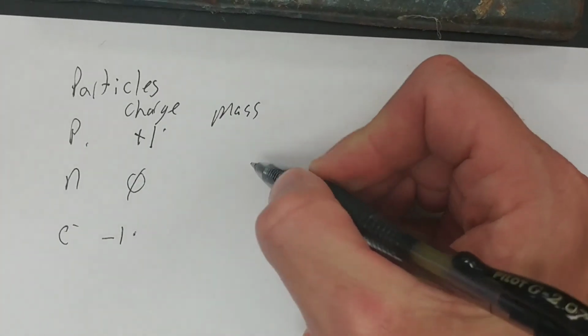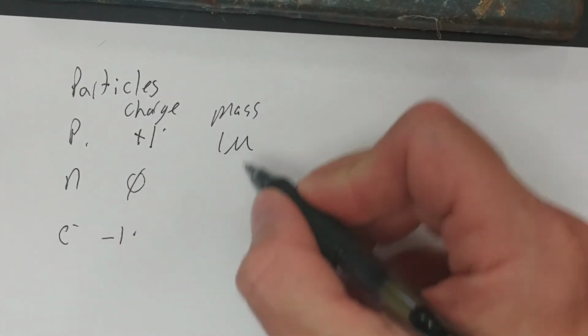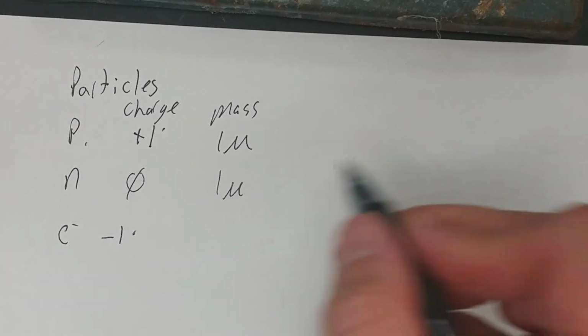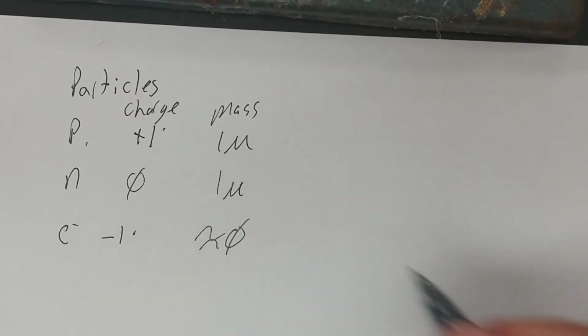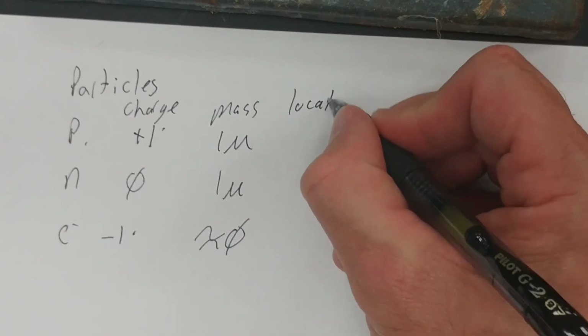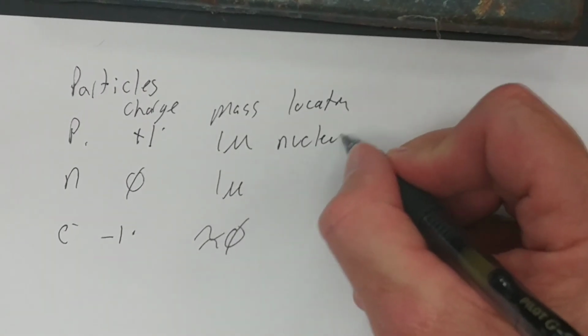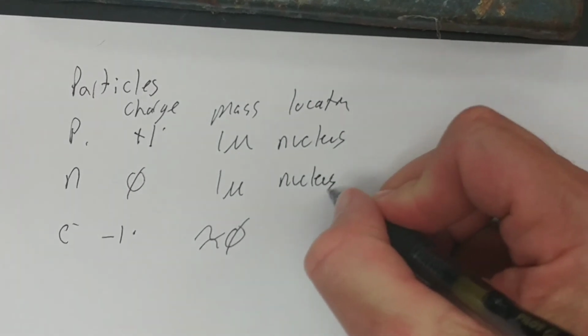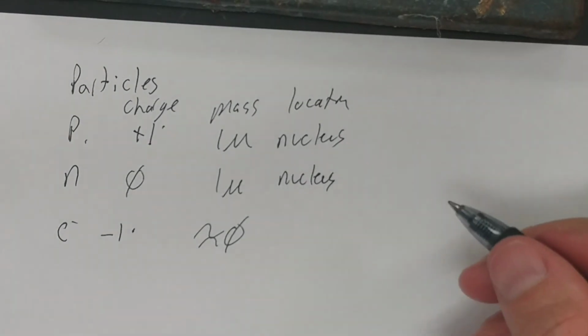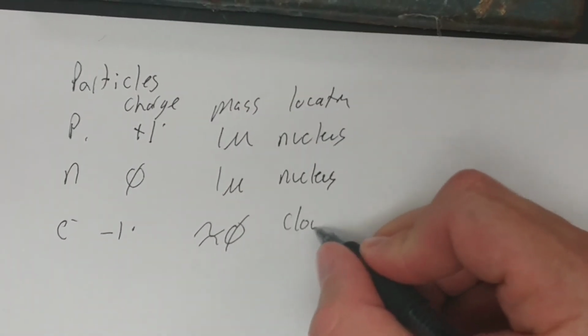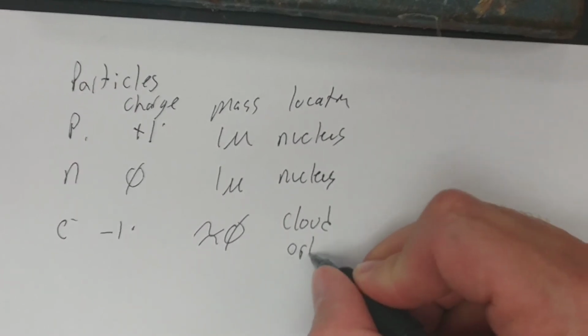Mass. Mass of a proton, 1 AMU. Mass of a neutron, the same, 1 AMU. Mass of an electron is about 0. Location. Protons and neutrons are both in the nucleus. Electrons are in the electron cloud or in orbitals.